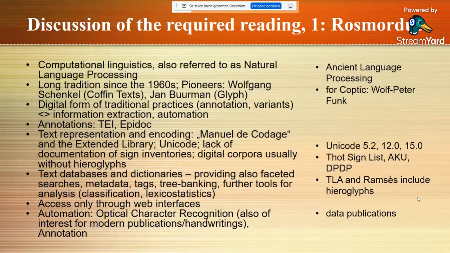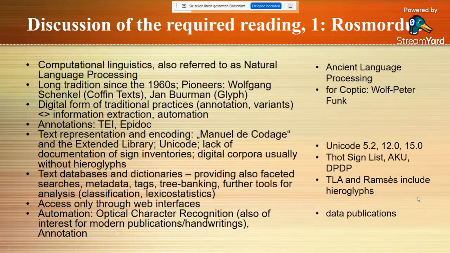And he names the text databases, first and foremost, the Thesaurus Linguae Aegyptiae and the Ramses project that provide the possibilities through web interfaces for searches, and they provide metadata and annotations. Now there's even treebanking data available and further tools. And he says what has been done, especially the tries that have been made for automatic text classification and lexicostatistics, and also clustering according to language stages or finer dating-related issues.